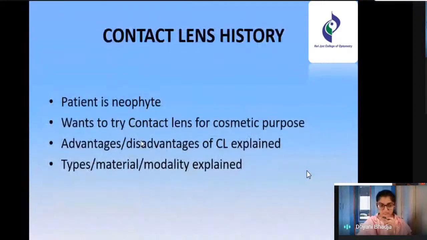Contact lens history: the patient is a neophyte, as I said before. She wants to try cosmetic contact lenses and wants to shift from spectacles to contact lens. So we have to explain the advantages and disadvantages of contact lens, right? And also we have to explain the types, materials, and modality.